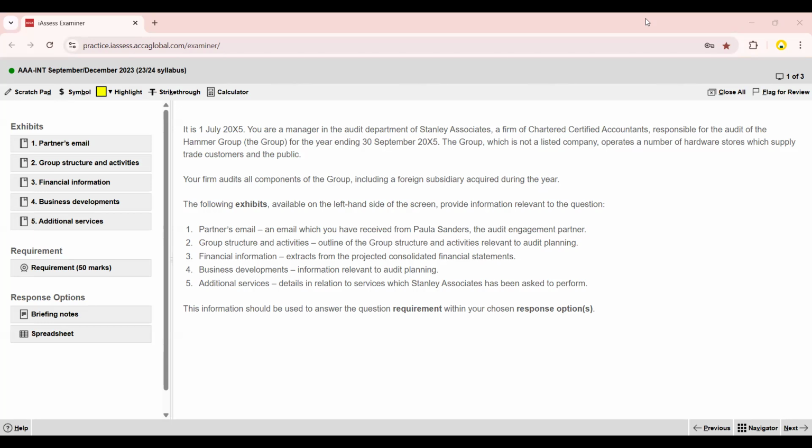So, today we are going to discuss question number one of this September December 23. This is day one of September December 23. Today we will solve question number one, Hammer Group. We all know question number one includes four parts and the marks for question number one is 50 marks.